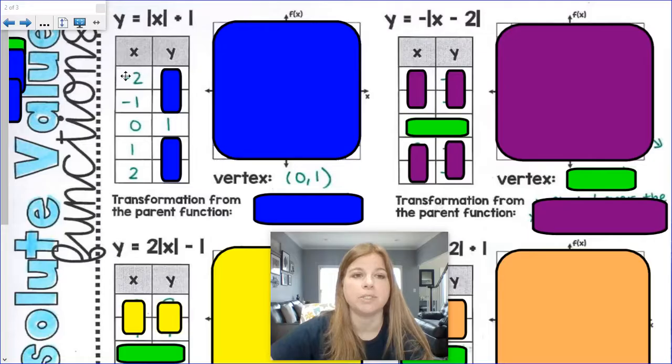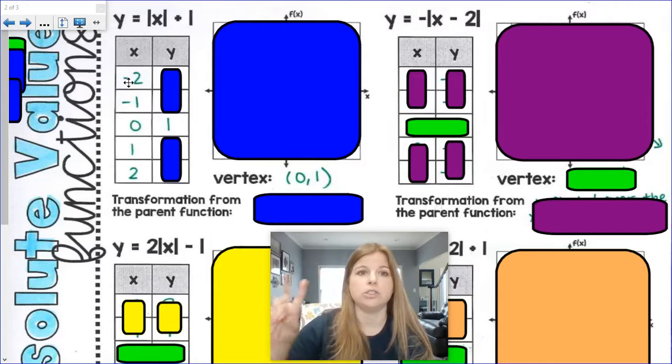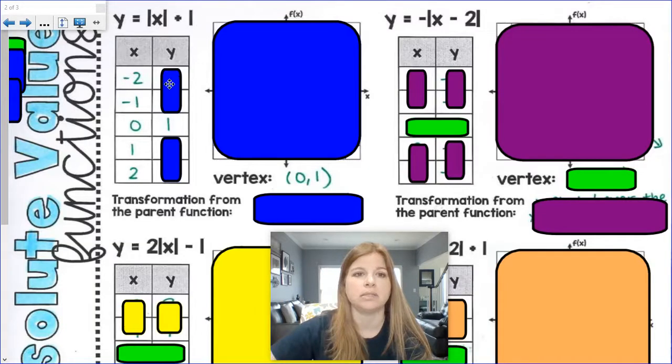Now I go ahead and I substitute each of these x values into my function to get my y value. So the absolute value of -2 is 2. 2 plus 1 is 3. Let's plug in -1. The absolute value of -1 is 1, plus 1 is 2.